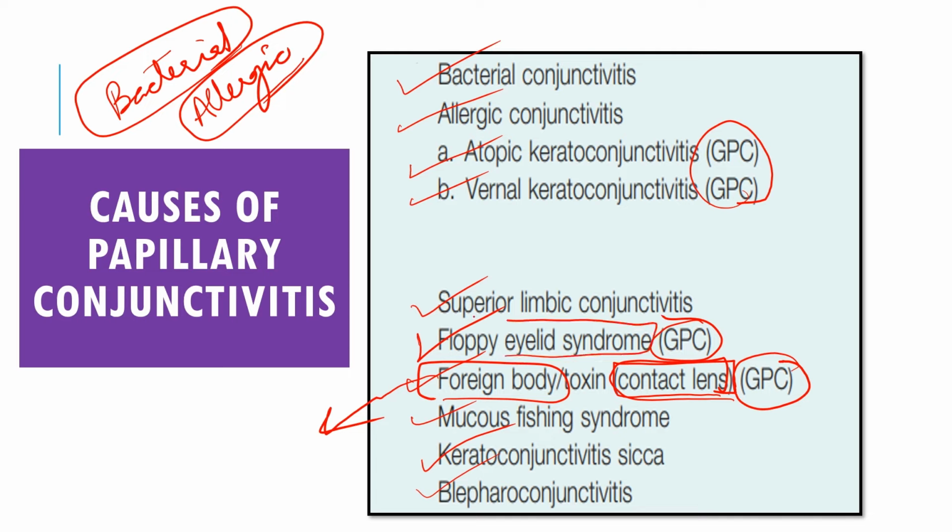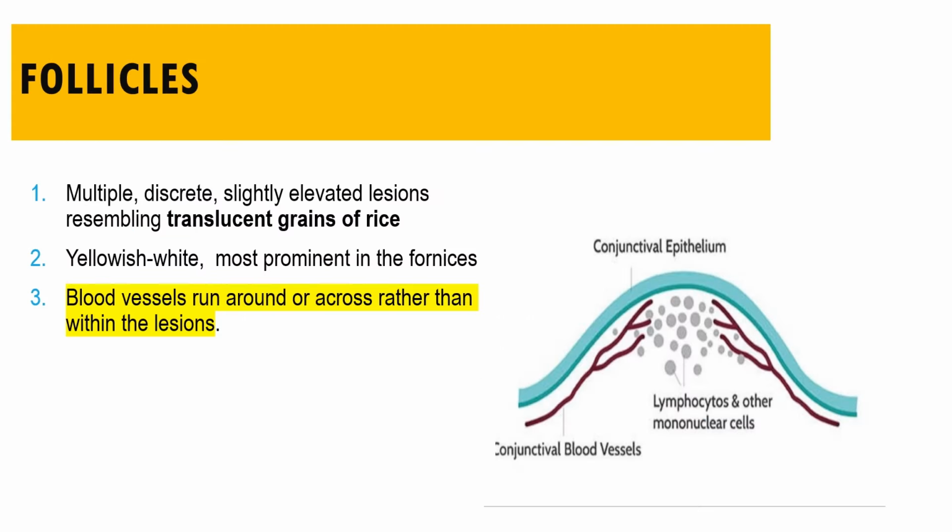In floppy eyelid disease, the eyelid has lost its tone and it comes in contact with the surface when the patient lies down in a prone position. So that can act as a foreign body. So you can imagine it like that, and remember that floppy eyelid syndrome also can lead to papillary conjunctivitis. Mucus fishing syndrome, because the patient is constantly irritating the eye, and the patient himself is irritating the eye by pulling the mucus plugs outside. So that can also cause papillary conjunctivitis. Dry eye, obviously, and blepharoconjunctivitis, you have this blepharitis component in which the tear film is definitely affected. So obviously there will be irritation to the eye, and that can again lead to papillae formation.